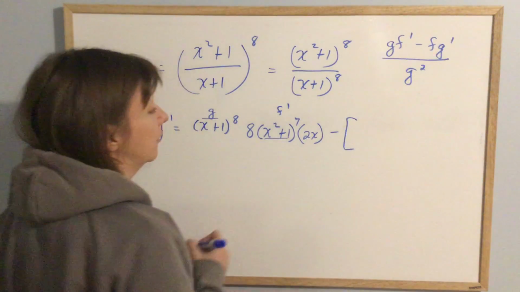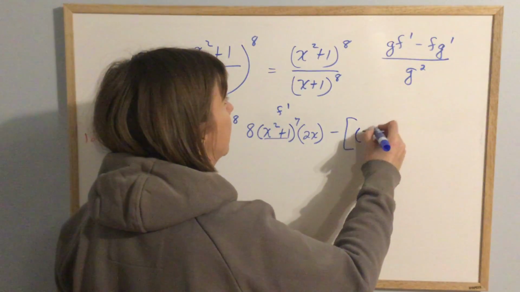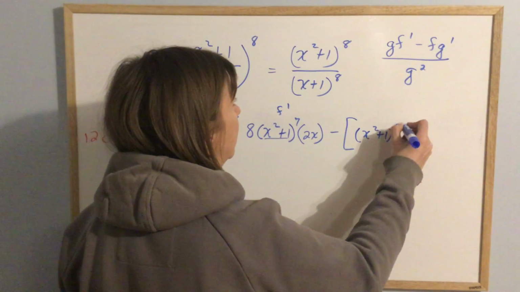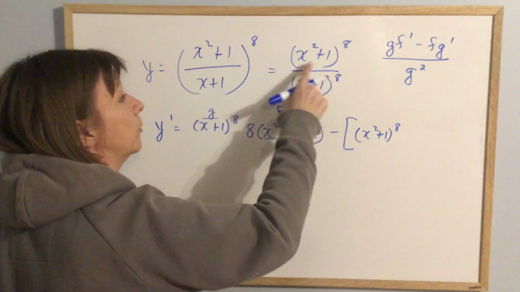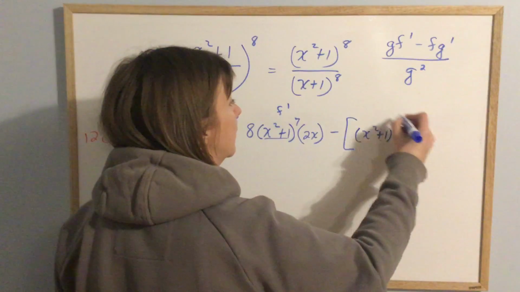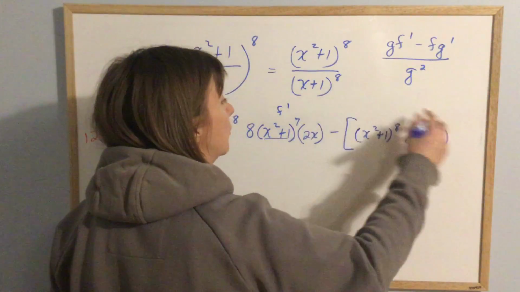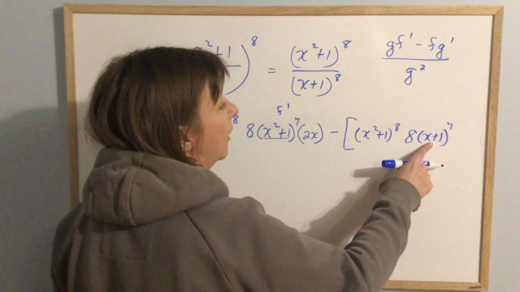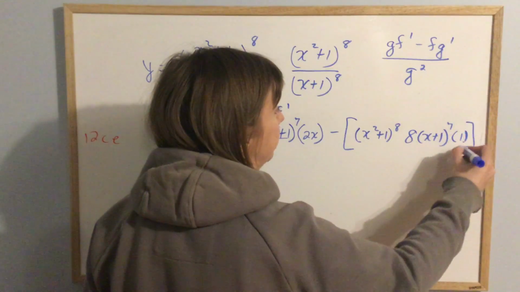Minus, and I'm subtracting all of this from here on, f, which is x squared plus 1 to the 8th, times g prime. Now to do the derivative of this, I have to bring my 8 down in front, leave the inside alone, decrease my exponent by 1, and then do the derivative of the inside, which would just be 1.